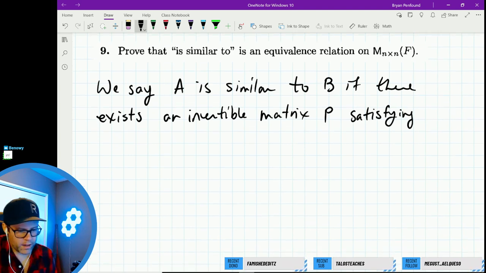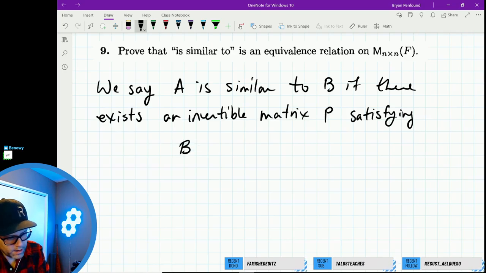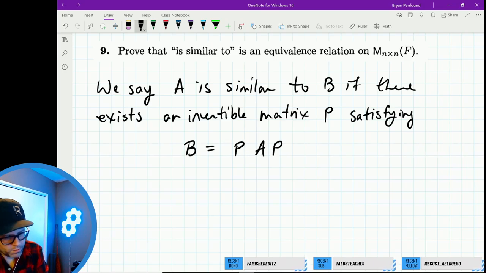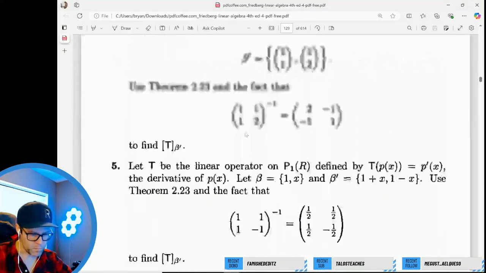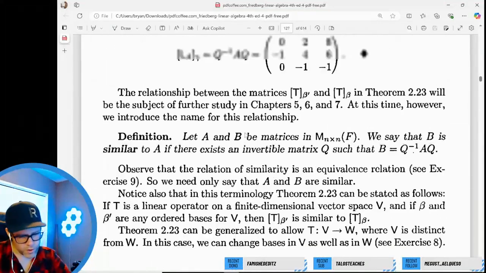So let's get the definition down first. We would say that A is similar to B if we can find an invertible matrix P that satisfies, I'm trying to remember the order, B equals P inverse AP. It's something like this, right? I think the inverse comes first, if I remember correctly. Okay, so B is equal to Q inverse AQ. Okay, so they do have the definition here. We could change this to Q if we want.